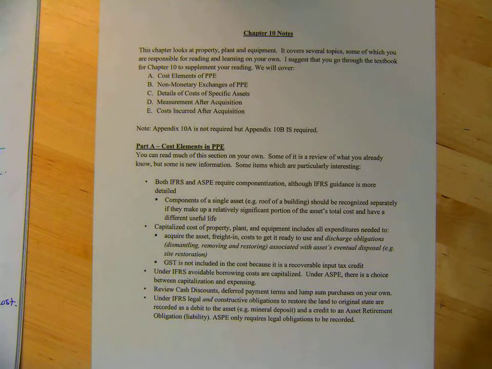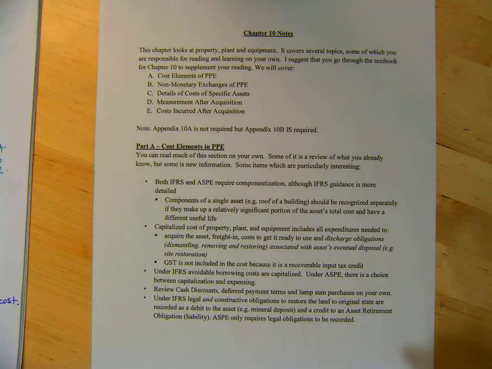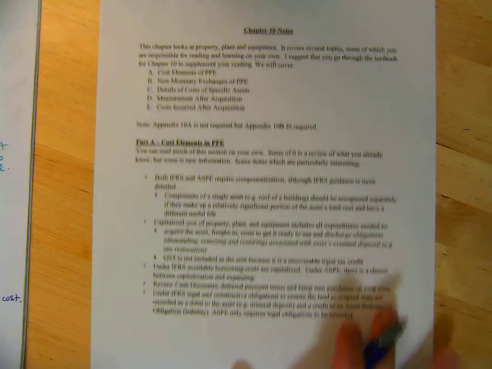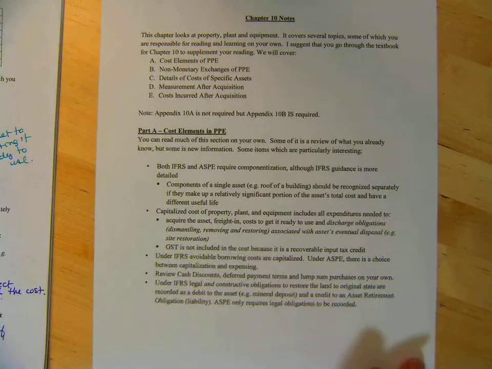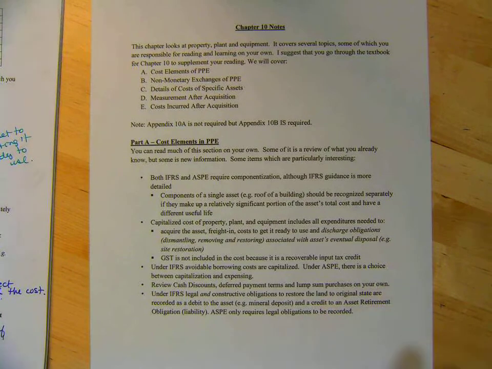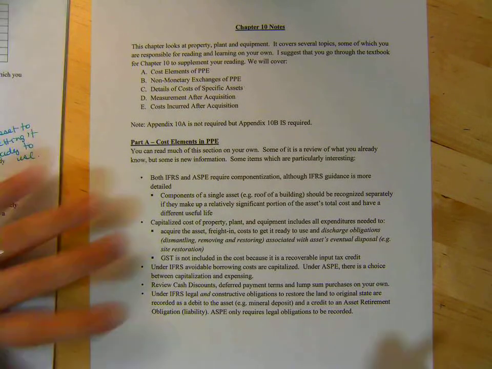Welcome to Chapter 10. This is all about, well, the biggest part is property, plant, and equipment. But we're going to spend a lot of time talking about sales and exchanges, monetary and non-monetary exchanges, ones with commercial substance, and so on. That is actually the bulk of this chapter. Then we'll look at some revaluation and things like that.